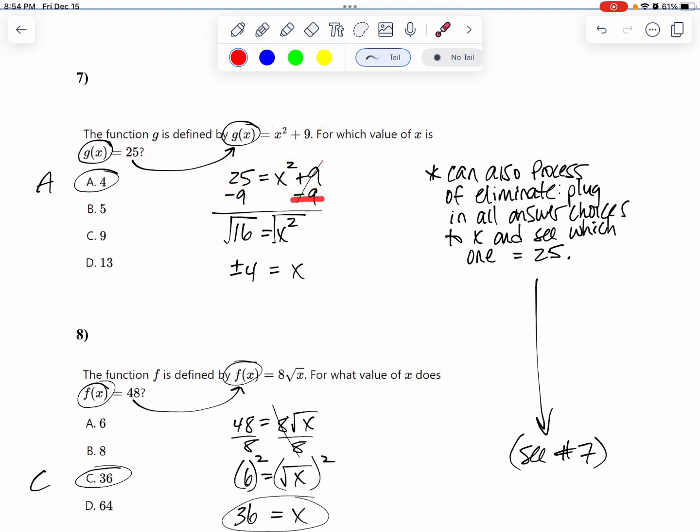I'm canceling 9 on both sides, and then don't forget how to cancel a square. You do a square root, and don't forget your plus minus since we are solving an equation, but the only answer choice that is available here is 4.